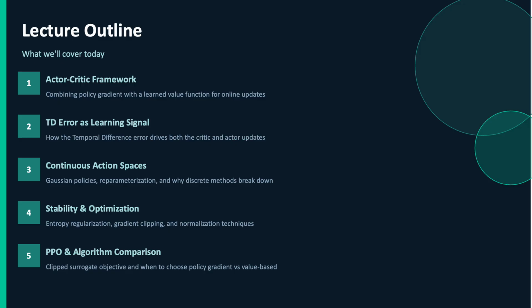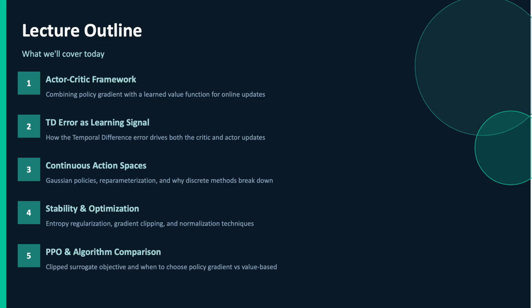The third section introduces the advantage function, which is the cleanest way to formulate the actor's learning signal, and a quantity you will see referenced throughout the modern reinforcement learning literature. The fourth section moves to continuous control: why discrete methods break, how Gaussian policies work, and the reparameterization trick that makes gradient-based training possible.